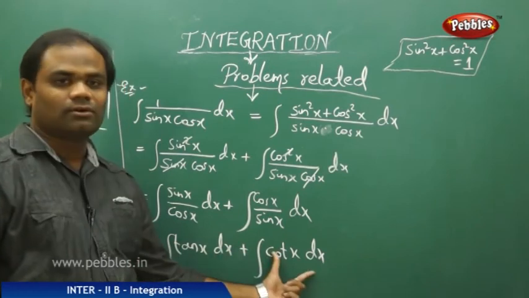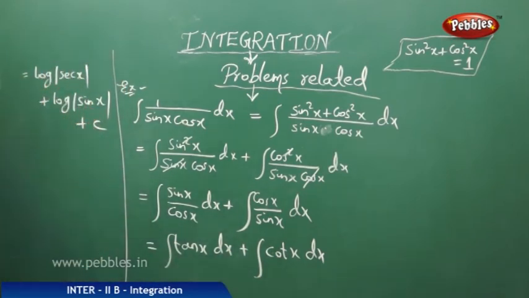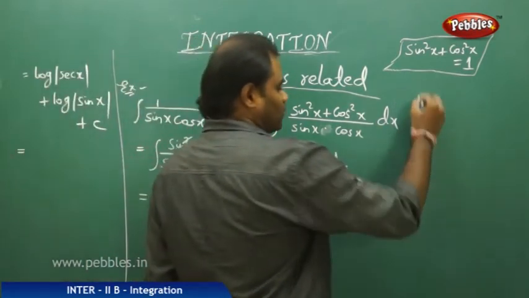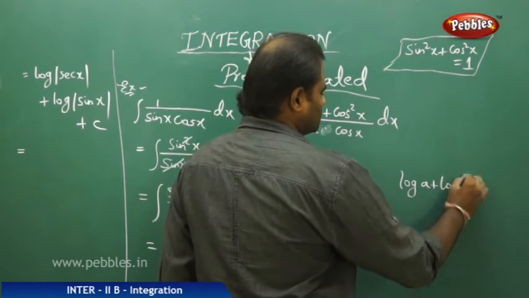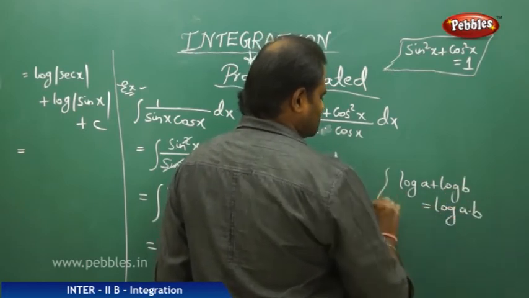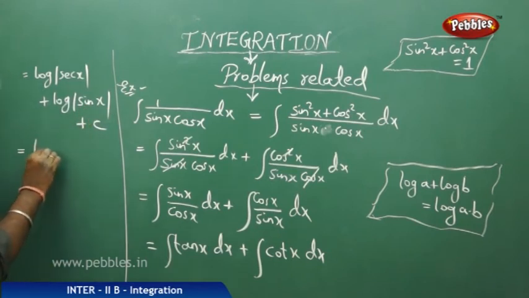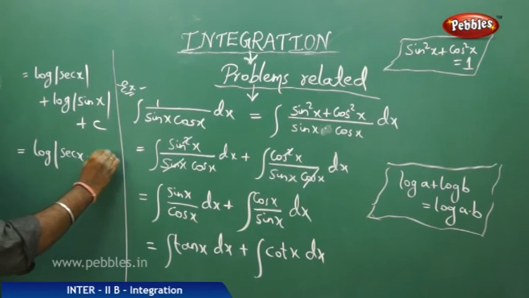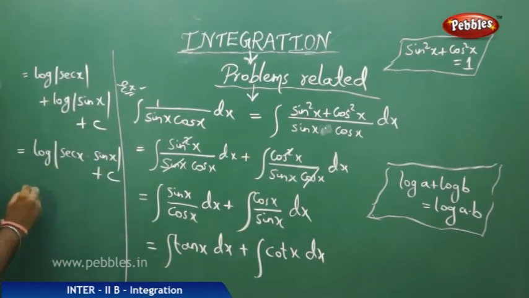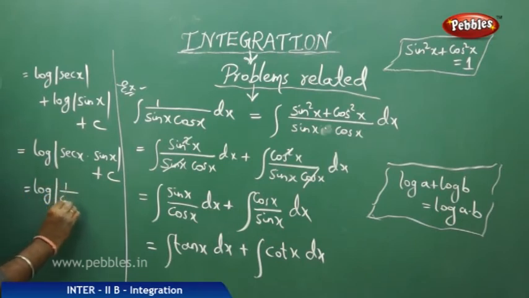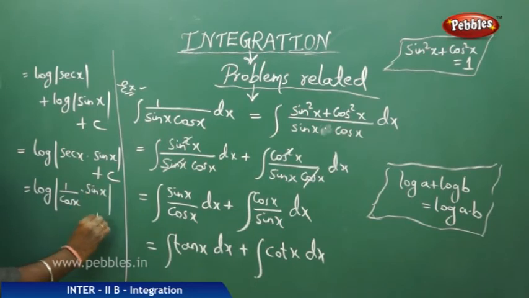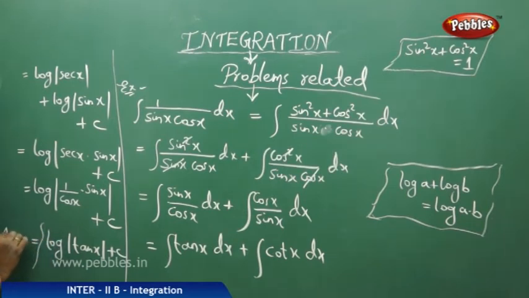So using the formula for tan x and cot x, we get log mod secant x and log mod sin x, which can be further simplified because I have log a plus log b is log a times b, and therefore log of this plus log of this is log of secant x times sin x plus c. This can be further simplified to be log mod secant is 1 by cos, and this is sin plus c, and hence sin by cos is tan, so this can be written as log mod tan x plus c is what we get.